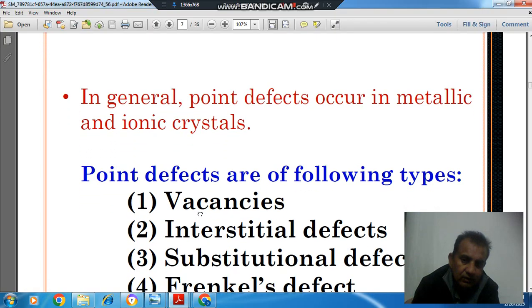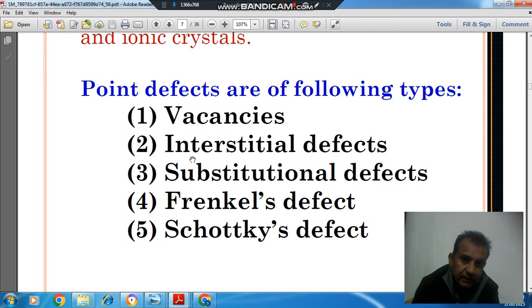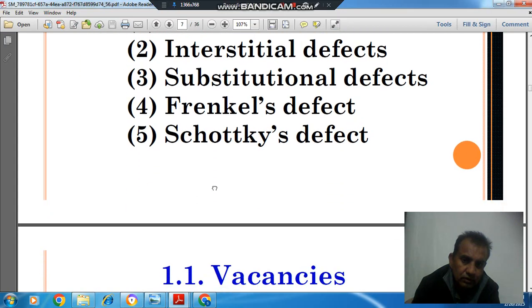Point defects are of following types. First is vacancies, second is interstitial defects, third is substitutional defect, next is Frenkel defect, and last one is Schottky defect.